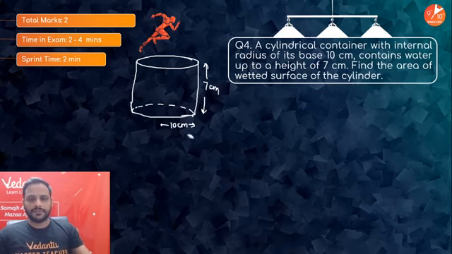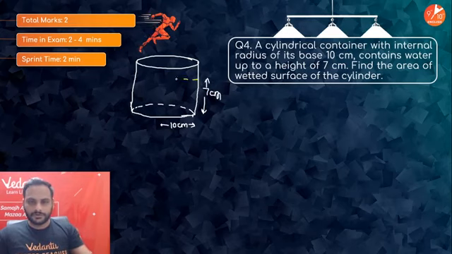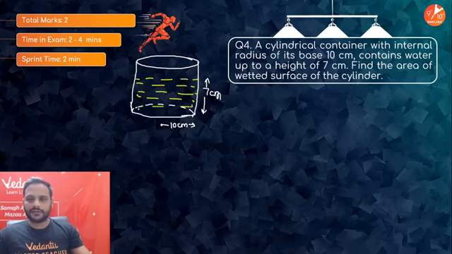That means the container may be of larger height. Container height can be more. Let's say we have filled water up to this height, 7 centimeter. Water is filled up to this height. So now they are asking the wetted surface.